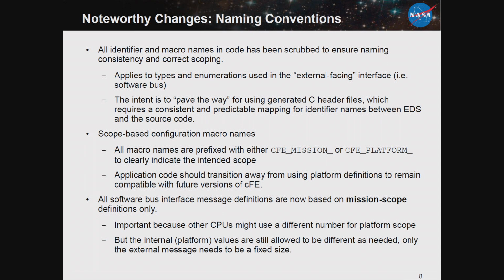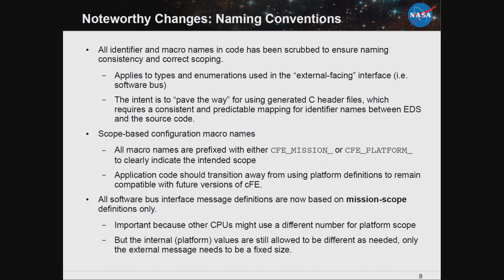Another bit of work that went in is to make sure all software bus interface, all the external message definitions, are based only on mission scope. And the reason for that is if you have a large system with multiple CPUs, if you're defining your messages based on a platform config, well, it could be different on some of the other CPUs. The whole point of platform config is you can tune it to that particular processor. So it's important to have your messages at least be consistent, so when it gets shipped from one CPU to another CPU, that CPU will be able to interpret it. So it has to have the same definitions.